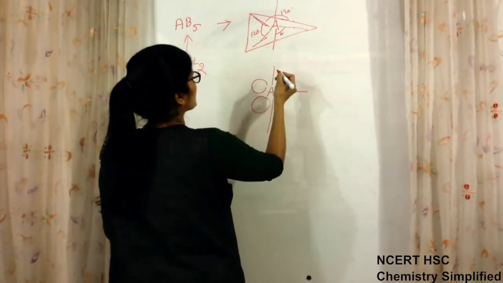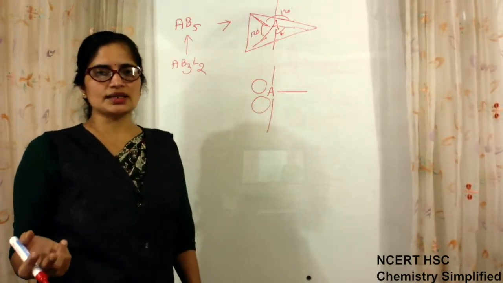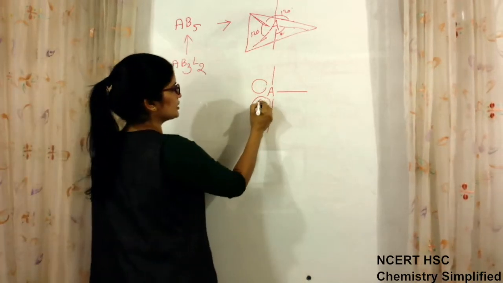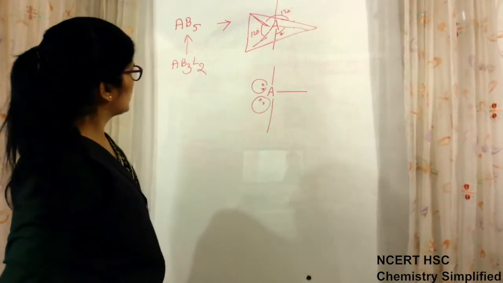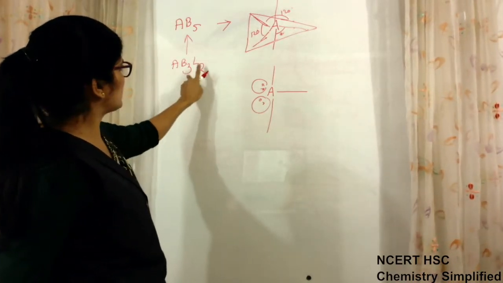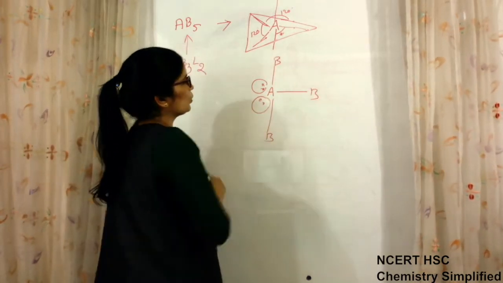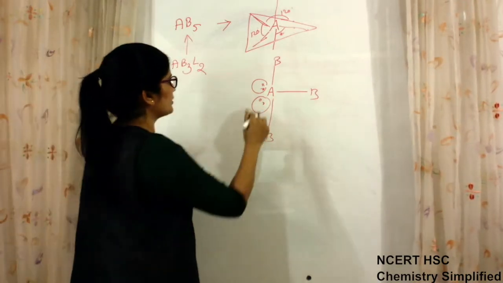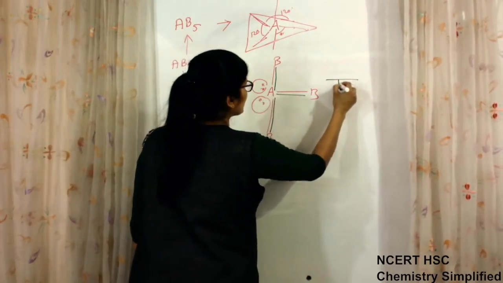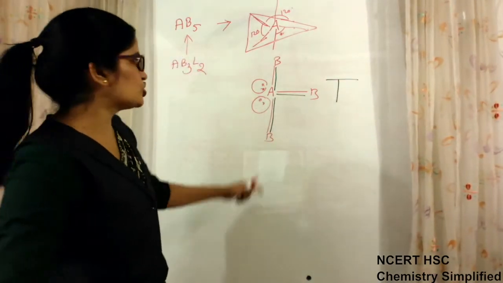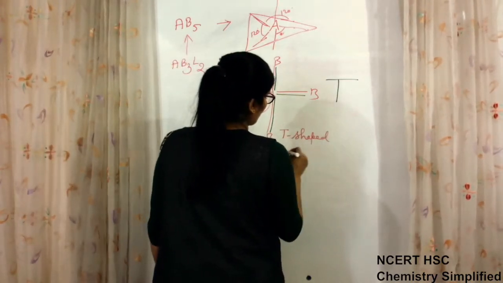these are axial bonds. Again, reason being the same. Axial bonds face more number of repulsions than equatorial bonds, so lone pairs will be present on equatorial position, not on axial position. This will be the geometry for AB3L2. This is B, this is B, this is B. Okay, and these are lone pairs. Now if you see this geometry carefully, you will find that this is like alphabet letter T. So this geometry is known as T-shaped geometry.